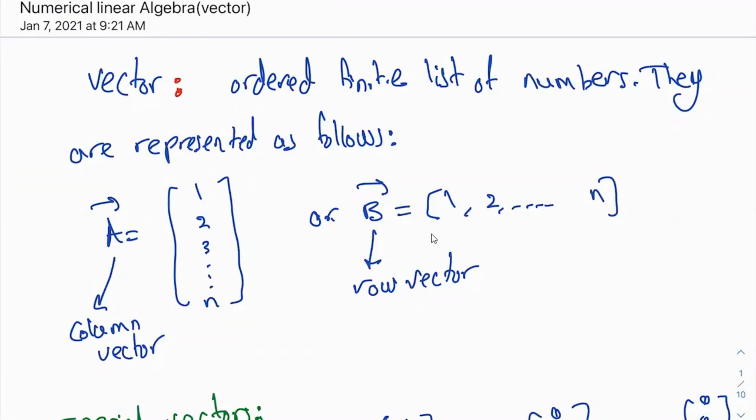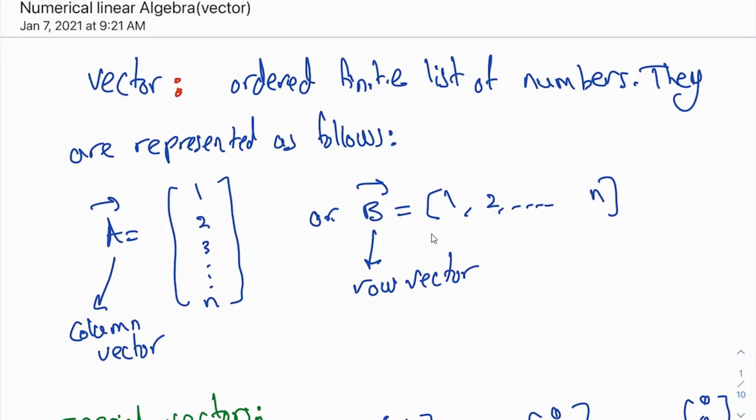Hi everyone, welcome to numerical linear algebra. Today I would like to talk about the vector notation and definition and some properties of vector. This is the first lecture in the series of lectures I'm going to have about linear algebra and optimization. So let's talk about vector.